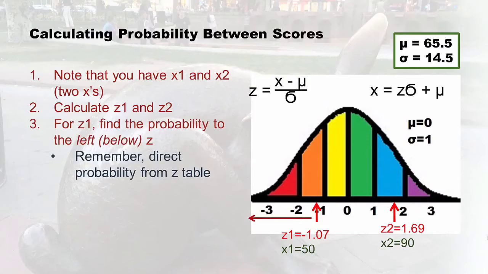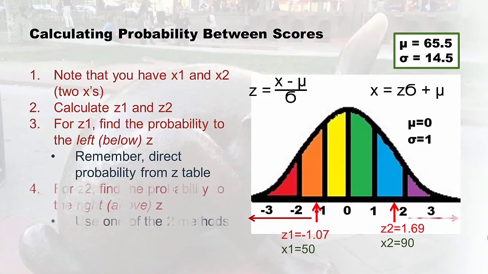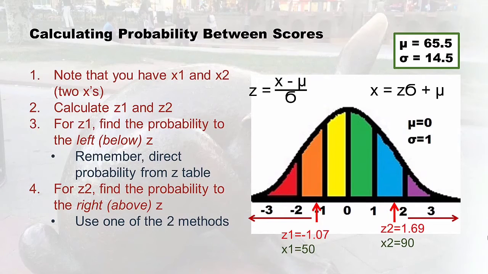Okay, here's the beginning of the strategy, and I'll explain the strategy and then I'll do it. For z1, you find the probability to the left of the z, so you find the little piece to the left. And remember, you can take the direct probability from the z-table. That's what direct means: you just copy it directly out of the z-table. Then for z2, you find the probability to the right or above z, so you find the little piece there. And you use one of those two methods I showed you, which we did together.